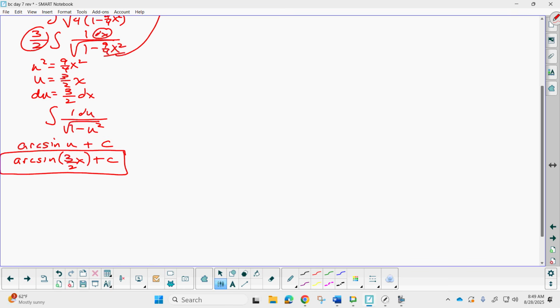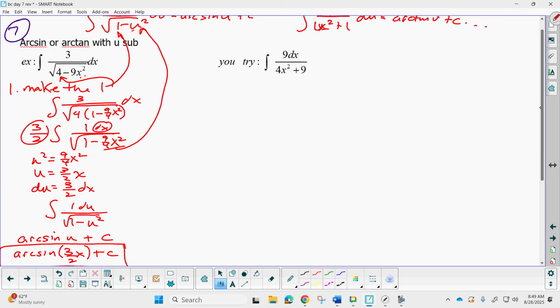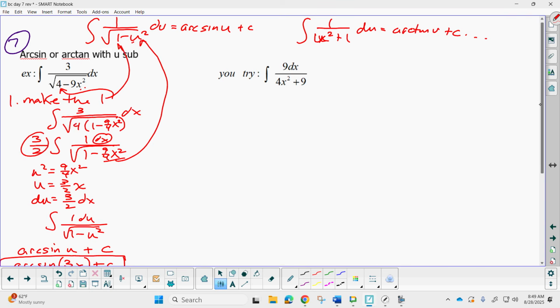You try the one off to the side. It's a little easier because arctangent doesn't involve the square root nor negative. So I think you'll find it easier, but your goal is to make the 1 first.